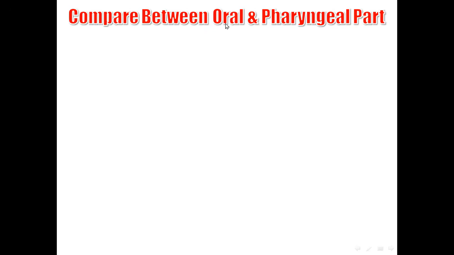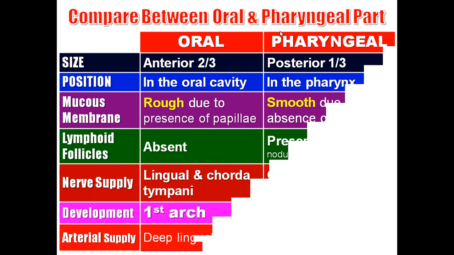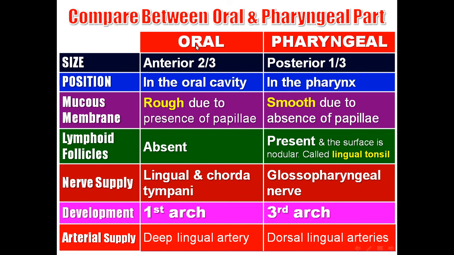Then let us compare between the oral and the pharyngeal part of the tongue, the anterior 2/3 and the posterior 1/3. The oral part is the anterior 2/3; the pharyngeal part is the posterior 1/3. The oral part is present in the oral cavity. The pharyngeal part is present in the oropharynx. The mucous membrane of the oral part is rough due to the presence of lingual papillae. The mucous membrane of the pharyngeal part is smooth due to absence of papillae.